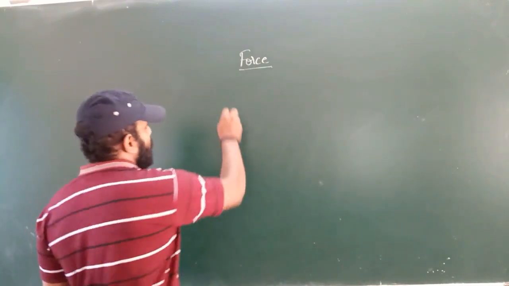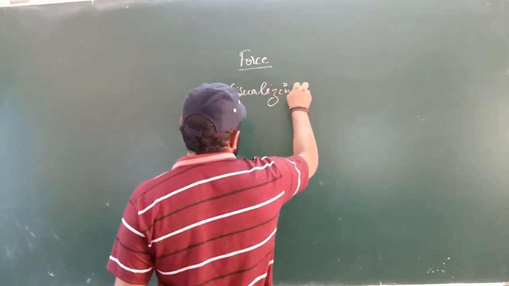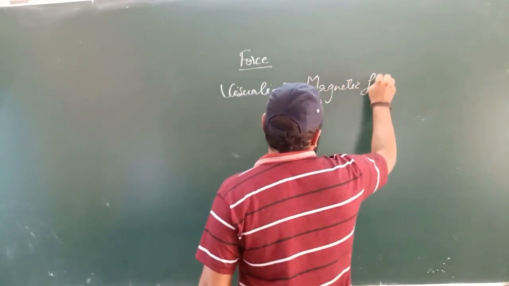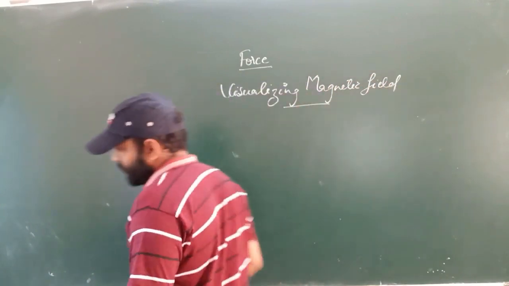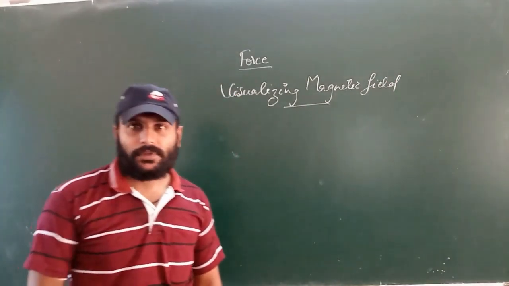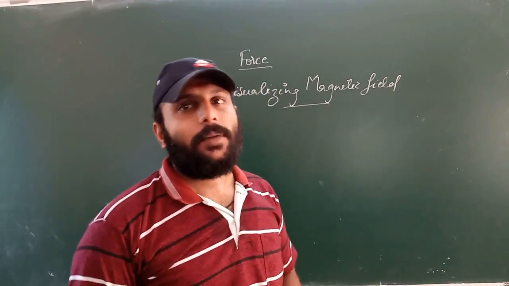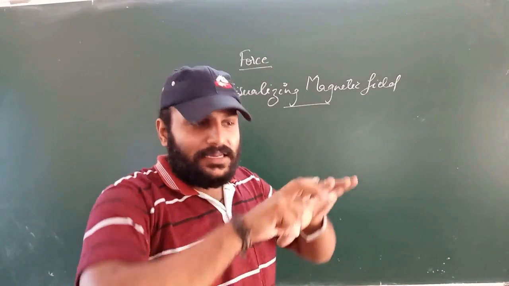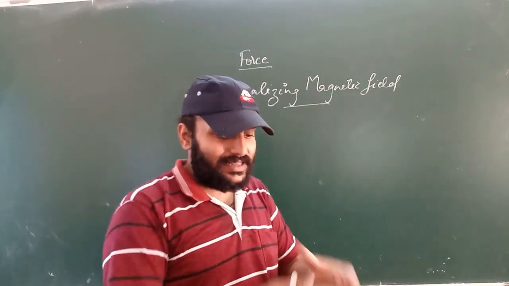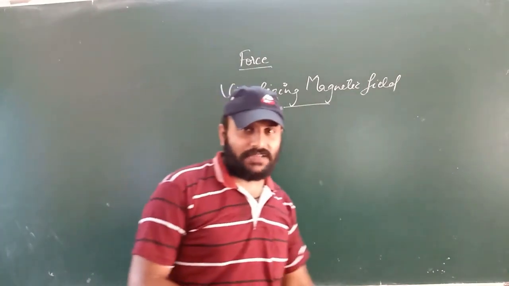Next one is visualizing magnetic field. How can we see the magnetic field around the bar magnet? We know that there is a field around the bar magnet. We cannot see it with our naked eye, but we know very well that there is a field around the bar magnet. So how can we see that there is a field around a magnet? That is called visualizing the magnetic field.